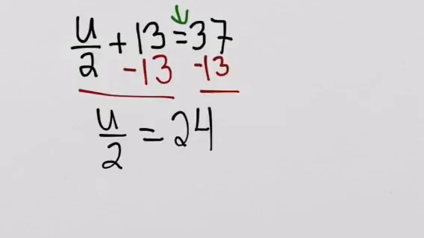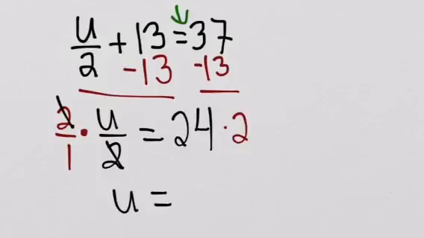The last thing we need to do to get u by itself is undo dividing by 2. To undo division, we would multiply by 2. And you can think of 2 as 2 over 1. And again, I of course did the same thing to both sides. So I multiply both sides by 2, and over on the left side, those 2's cancel out, and that's how you get u by itself. And on the right side, you have 48.